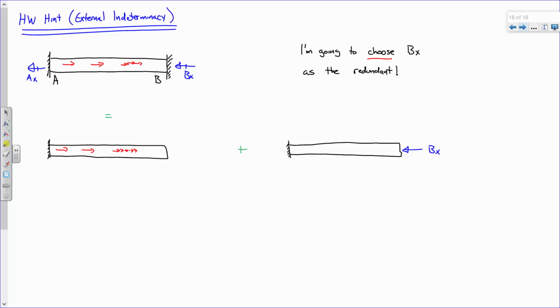All right. What I did is I chose BX as the redundant, but it could have been anything. So I've split it up into this problem, which, if you want some names for it, we'll call the primary structure. That's a good question. I'm going to mention that here in a second. And then for BX, we'll call this the redundant structure.